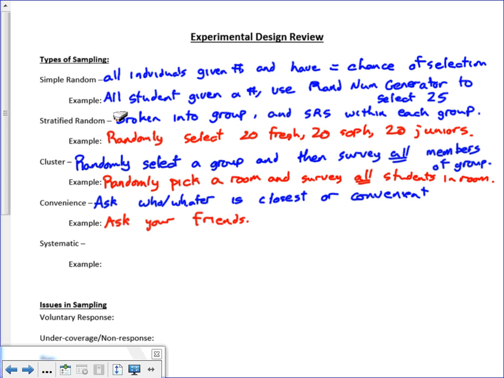A systematic sample would be where you ask every nth person, maybe measure every sixth tree in the forest. So for us, maybe we stand at the door and ask every 10th person that walks in the front door.